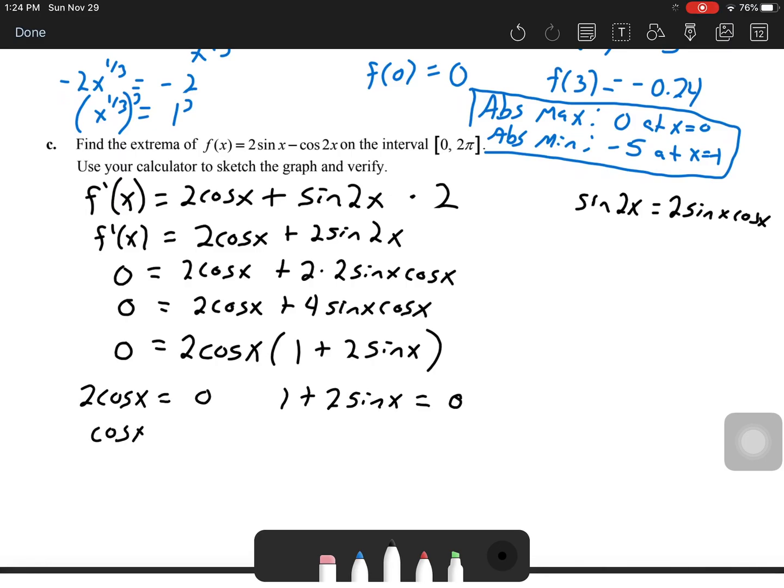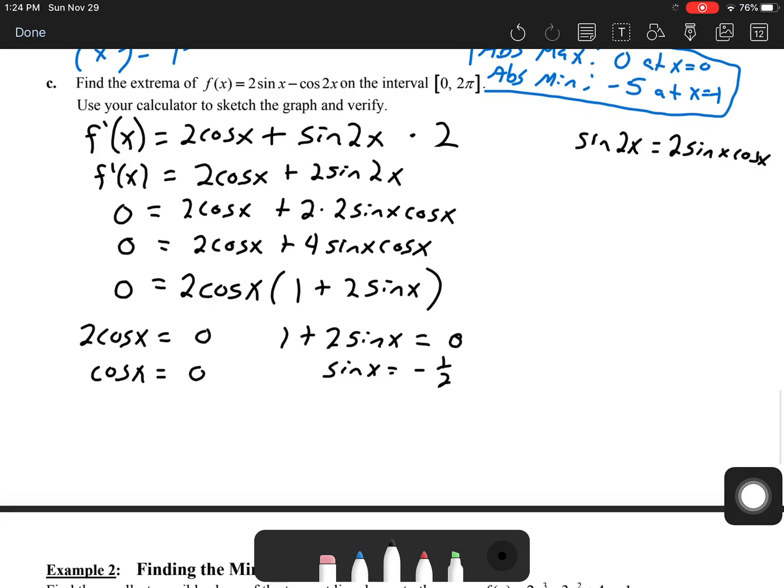And so divide by 2, cosine x equals 0. And over here, if I subtract 1 and divide by 2, I have sine x equals negative 1/2. Now, here it said we're going to find in the interval from 0 to 2 pi, which is good because that's typically where we work with trig functions. And if you recall, cosine is going to be 0 wherever x coordinates are 0 around the unit circle. And those angles would be 90 degrees or pi over 2, and then also 270 or 3 pi over 2.